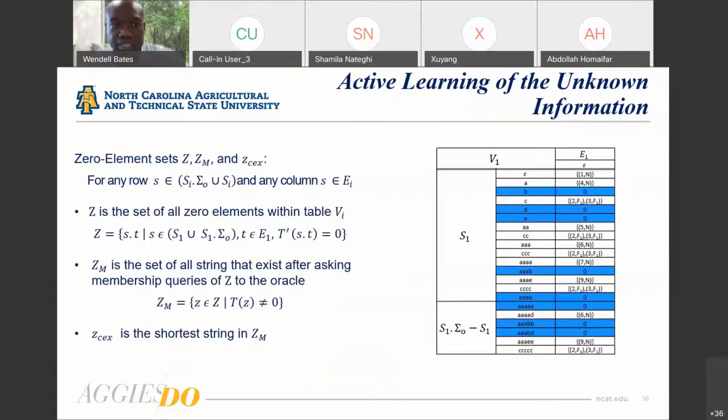And so Z is the set of all zero elements within the table. And then ZM is constructed. We ask the oracle, do these exist in the unknown portion? And so ZM are the strings that exist in the unknown portion, and then Z counterexample is the shortest string in ZM, and we use that to continue learning information about the unknowns.